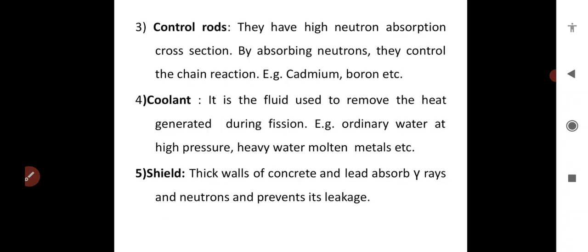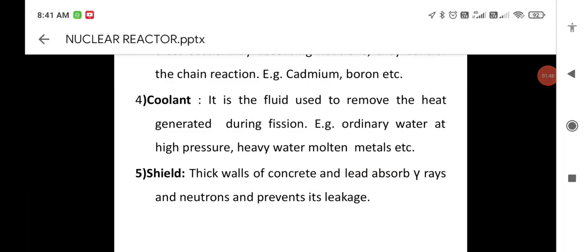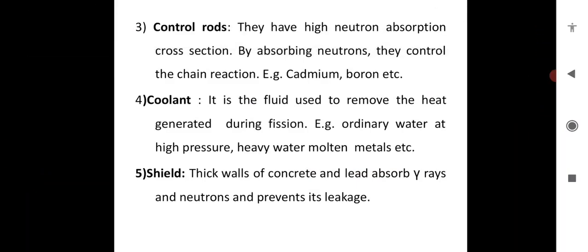Next one is control rods. They have a high neutron absorption cross section. By absorbing neutrons, they control the chain reactions. Examples for control rods are cadmium and boron.